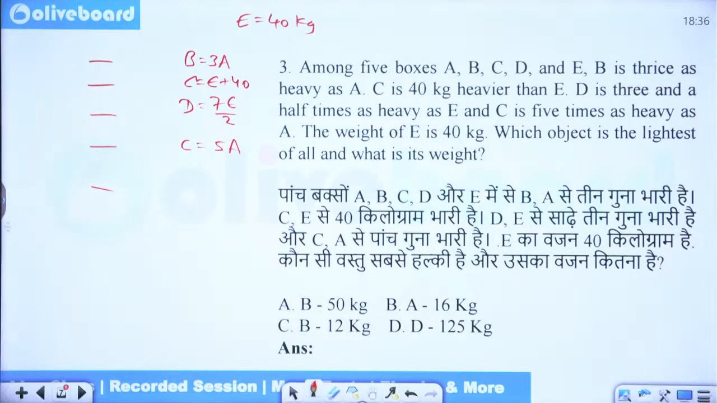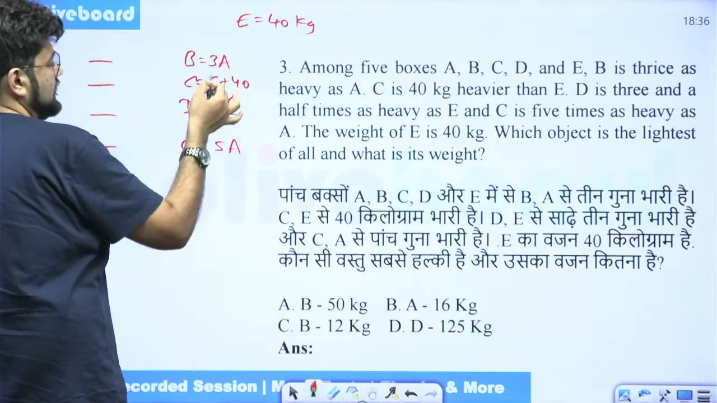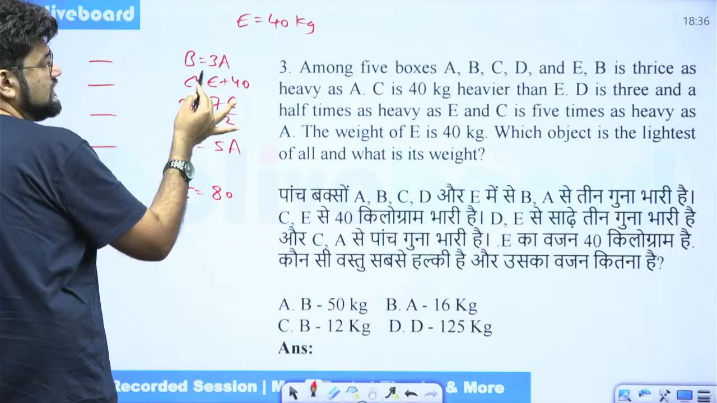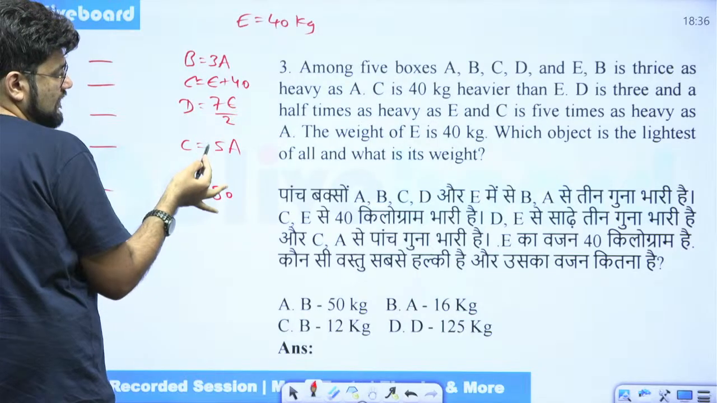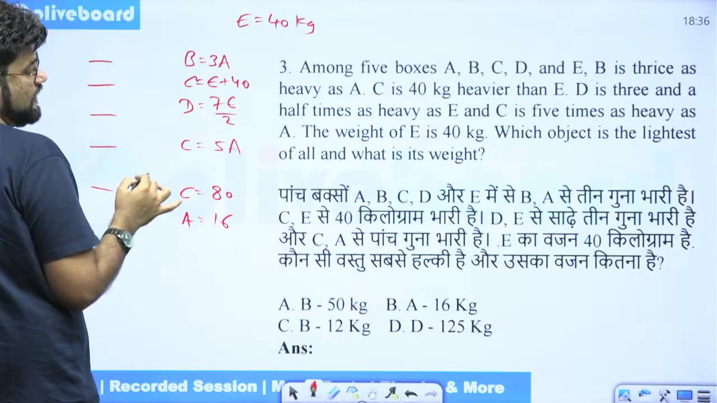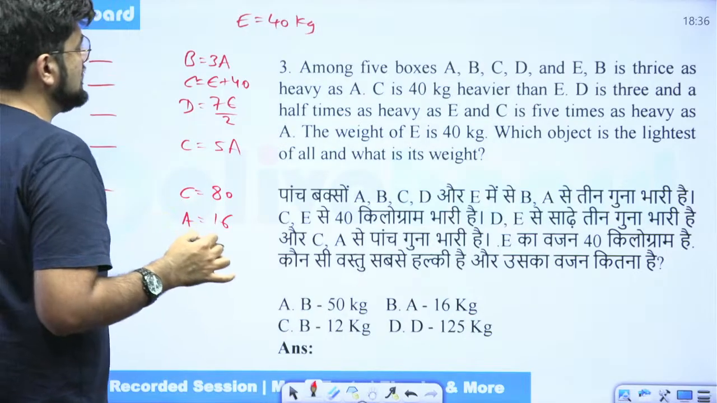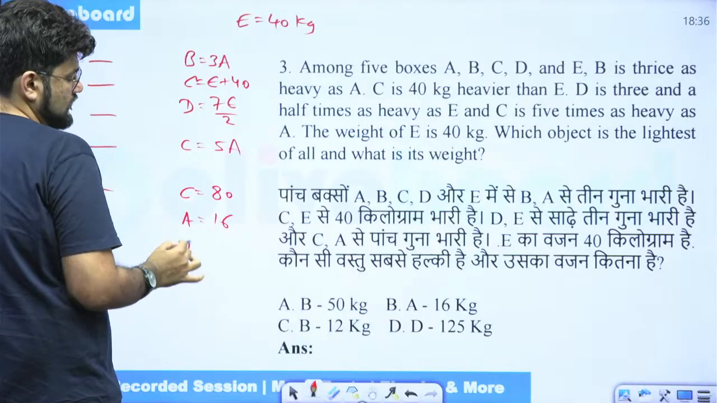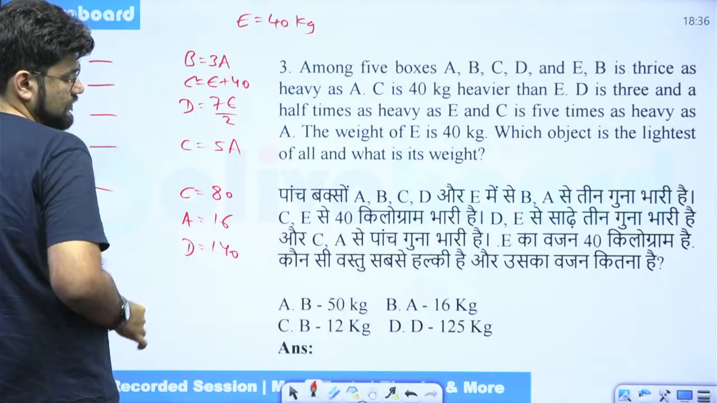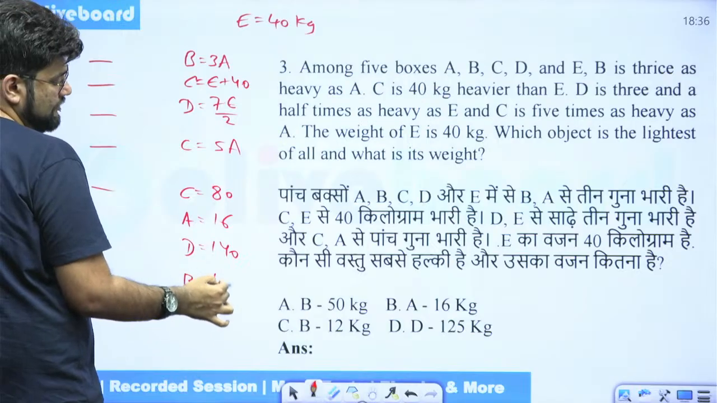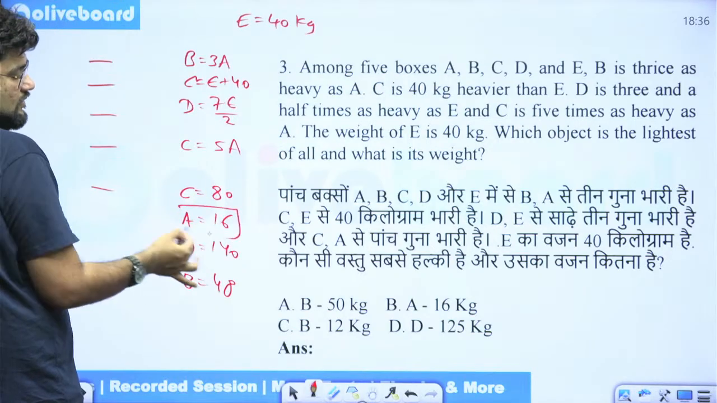But anyways, we'll find out. If E is 40, C is 80. Okay. C is 80, 80 will come here, A is 16, because 80 divided by 5. Also, E is 40, we'll put it here, into 7. And what about B? B is 3 times A. So who is the lightest? A. What is the weight? 16.